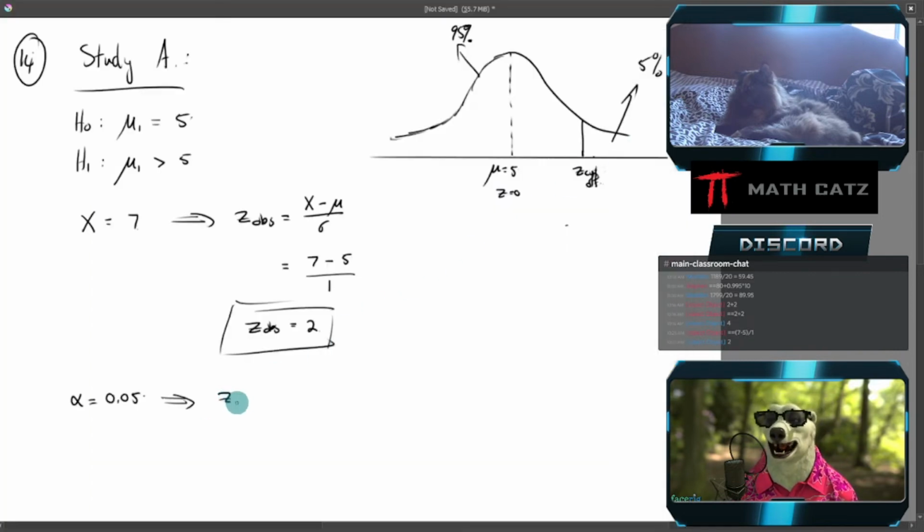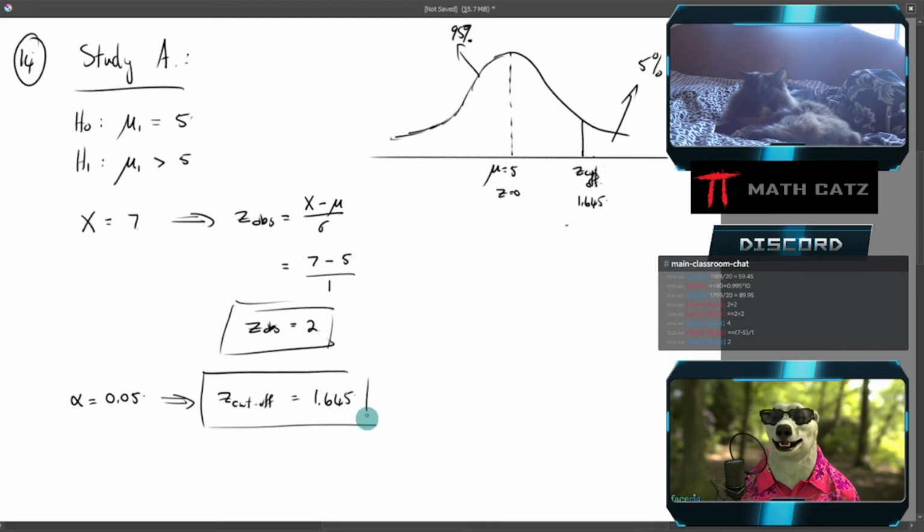So our Z cutoff will be 1.645, but do understand that depending on the person you're talking to, depending on the book, they might choose one or the other and not necessarily average them. 1.645. Okay, so now let's put a box around that.